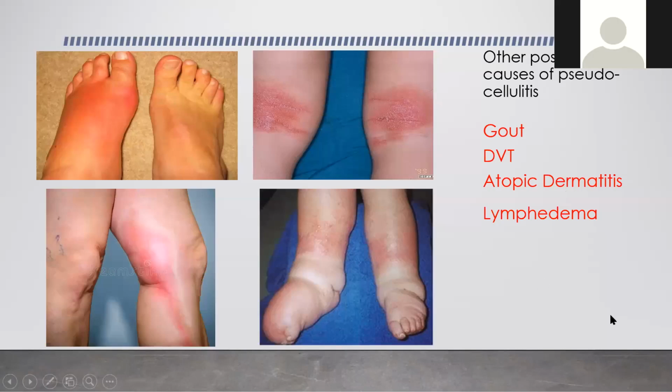All right, so before we talk, look at some test questions. These are other possible pseudo-cellulitis. So up in the left corner, what does anybody, what are the possibilities for that foot?